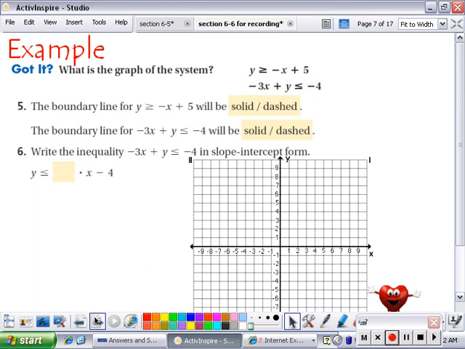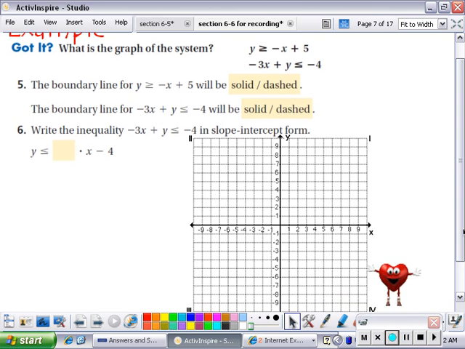So you need to be able to make these graphs yourself. So let's take a look at an example of that. In this example, we have y is greater than or equal to negative x plus 5, and we have negative 3x plus y is less than or equal to negative 4.